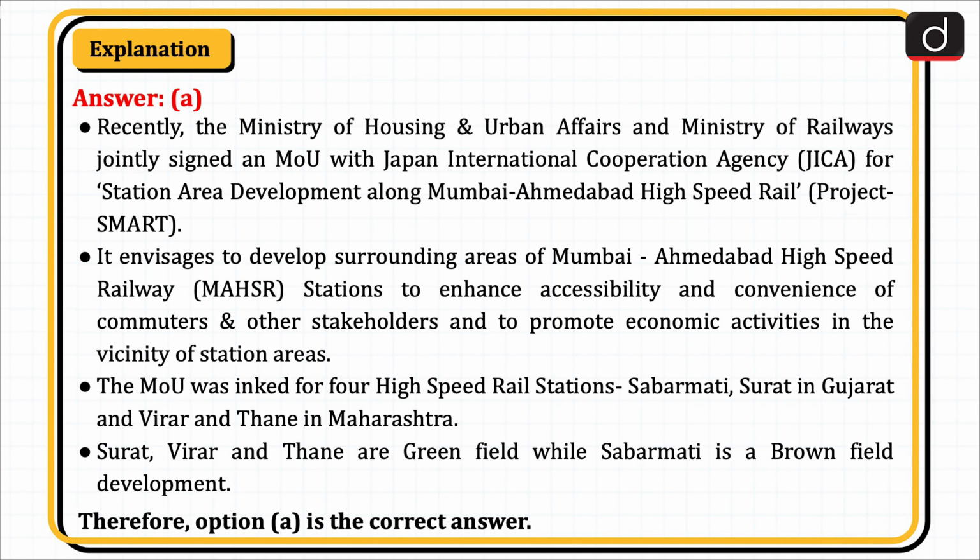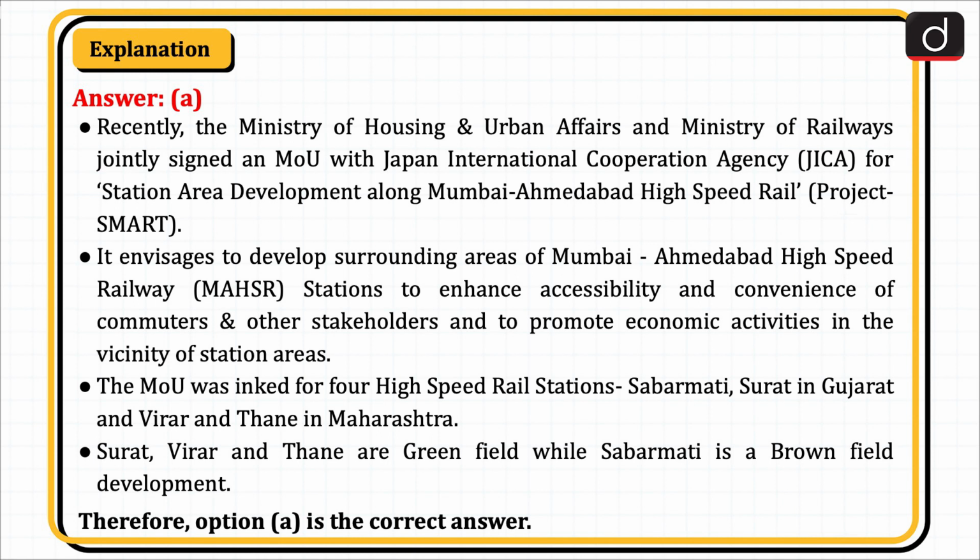Recently, the Ministry of Housing and Urban Affairs and Ministry of Railways jointly signed an MOU with Japan International Cooperation Agency, that is JICA, for station area development along Mumbai-Ahmedabad high-speed rail, Project SMART. It envisages to develop surrounding areas of Mumbai-Ahmedabad high-speed railway stations to enhance accessibility and convenience of commuters and other stakeholders and to promote economic activities in the vicinity of station areas.